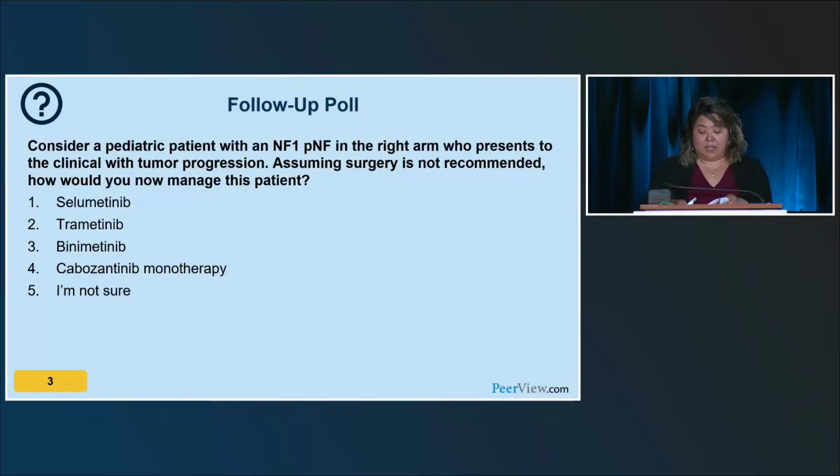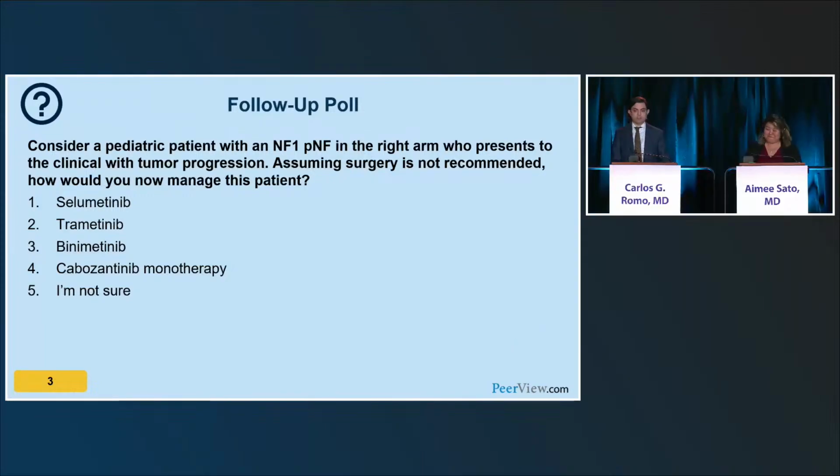So with that, I think we can lead to our next question. What did you actually decide then, Carlos? Well, I wanted to ask you what you would consider doing if we decided that surgery is not recommended because it would be a hugely morbid surgery, potentially without a gross total resection. Instead, we considered a systemic therapy based on the data that Amy has shown us. Which therapy would you consider?